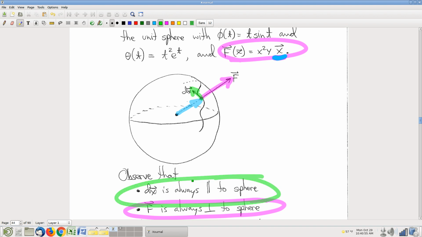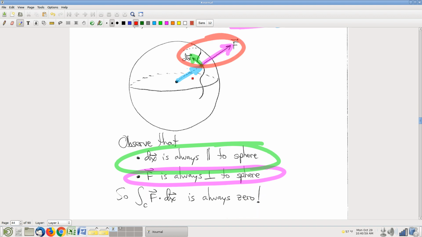And that means that this dot product is always 0, right? The dot product of those two vectors, one's perpendicular, one's parallel. That dot product's always 0. We're adding up a bunch of zeros here. So the integral's 0. No calculations required.